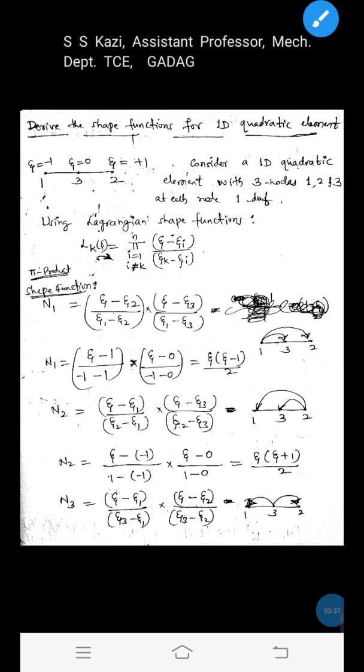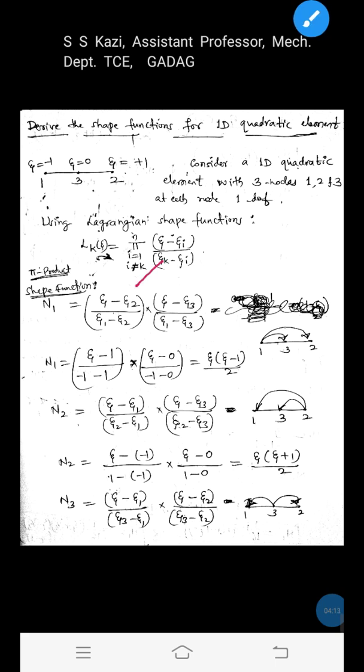Now by using this formula, zeta minus zeta i, that is zeta minus zeta 2, divided by zeta k minus zeta i, where k is 1, that is zeta 1 minus zeta 2. Now one more node is there, that is i equal to 3. Next, multiplied by zeta minus zeta 3 divided by zeta 1 minus zeta 3, where i is equal to 3 and zeta 1 is zeta k, where k is 1. Now let us substitute the natural coordinate values.